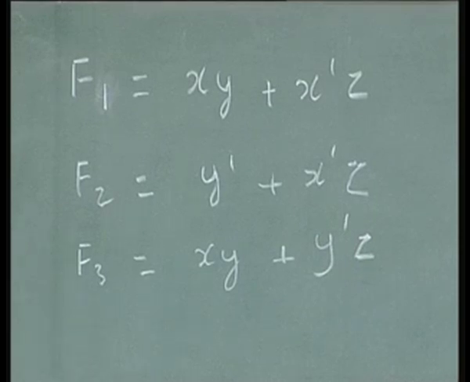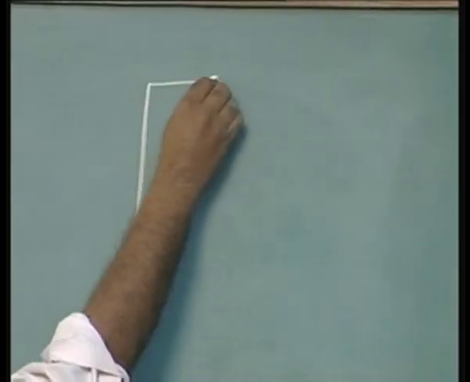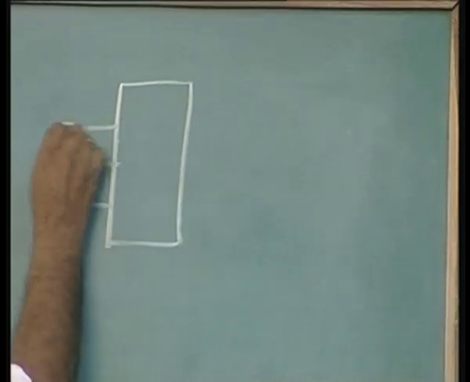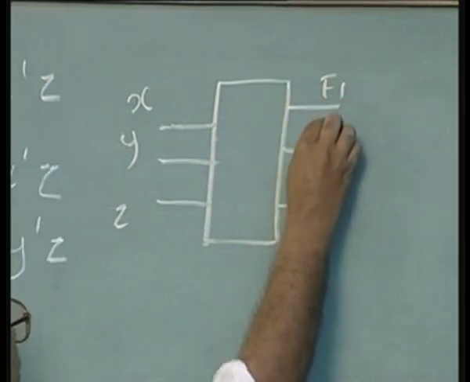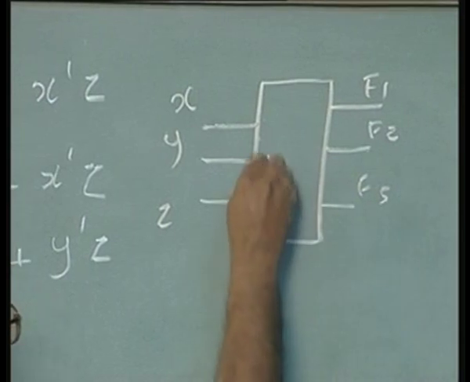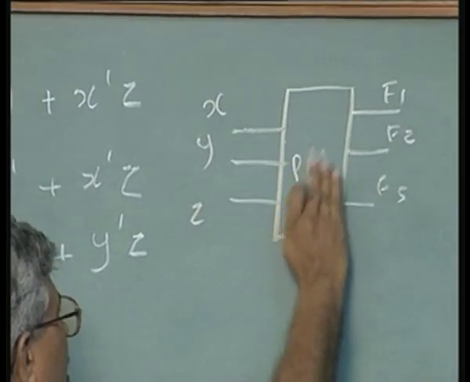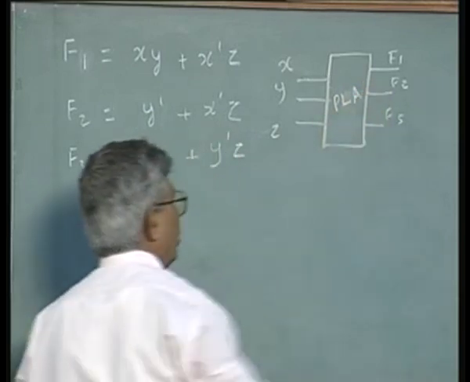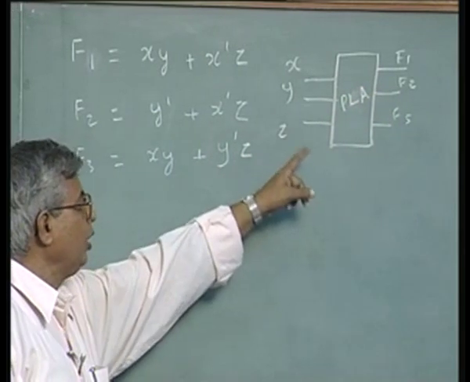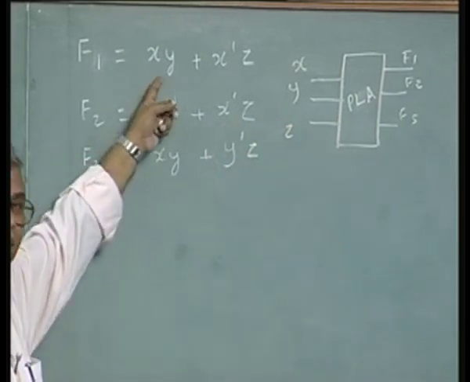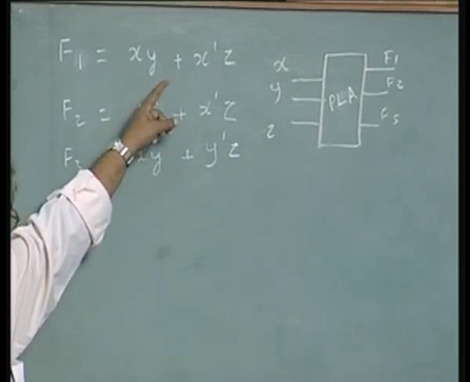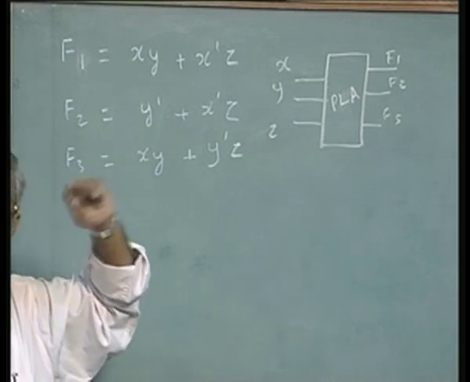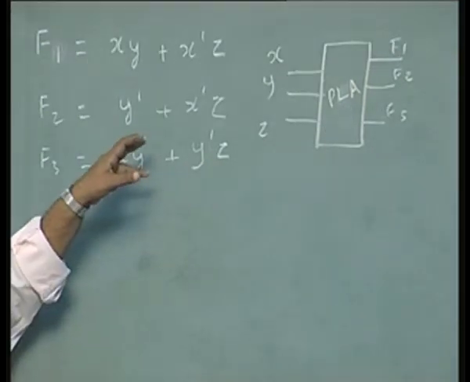How do I get this? I have inputs X, Y, Z and outputs F1, F2, F3, and I want a PLA, a programmable logic array, to be used for this. How do I get F1, F2, F3? From the problem specification, either they have been given to me in this form, or they were given in some other form like a truth table or tabular form, from which I got this by simplification using a Karnaugh map. I am not showing that step because it is too trivial for you in a second course on digital design.